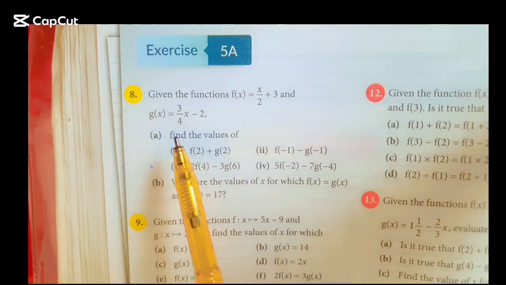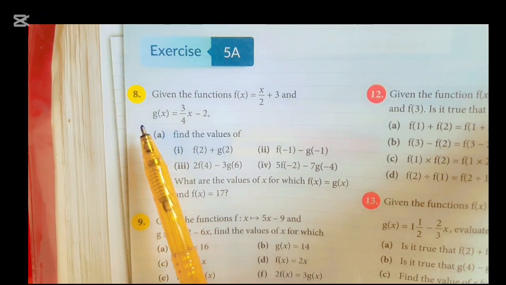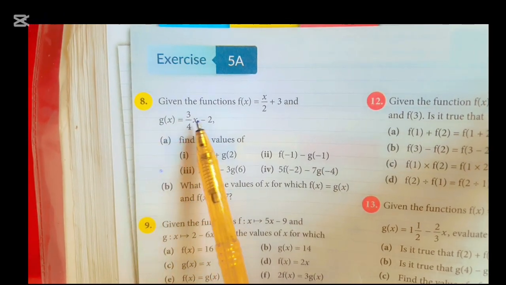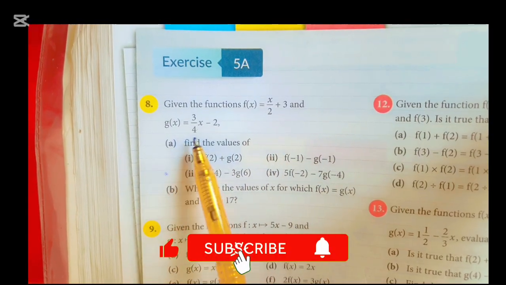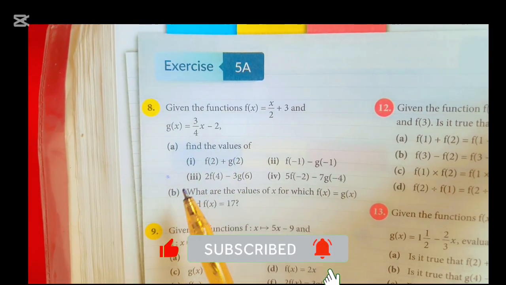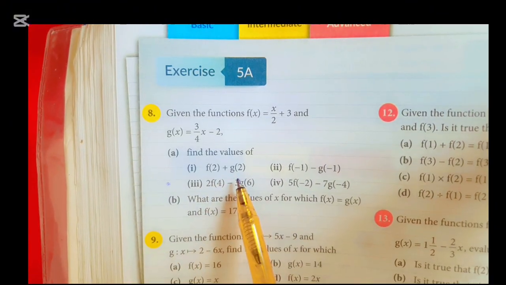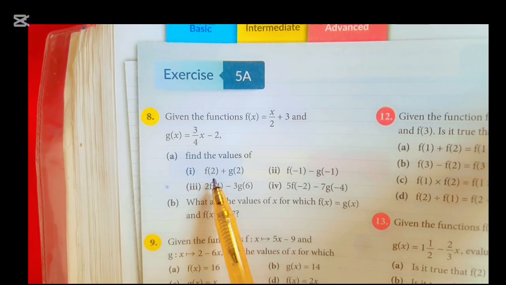Dear students, this is question number 8. It's exercise 5a, book 4, 8th edition. Given the function f(x) = x/2 + 3 and g(x) = 3/(4x) - 2, find the values of f(2) and g(2). Okay, so in place of x, we have to use 2.